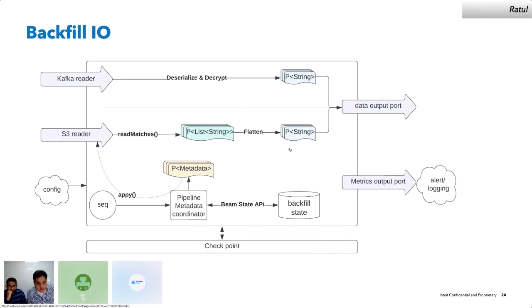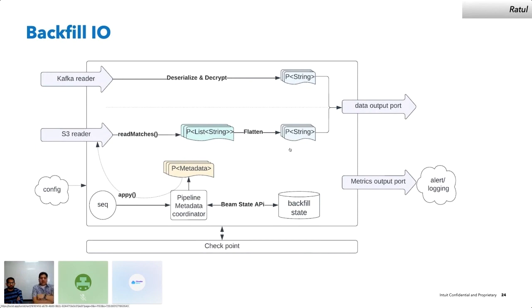So let's see how these two things are happening. The key is that we start with a sequence. The responsibility of the sequence is just to generate the paths. The sequence talks to something called the pipeline metadata coordinator, a component inside the backfill IO.